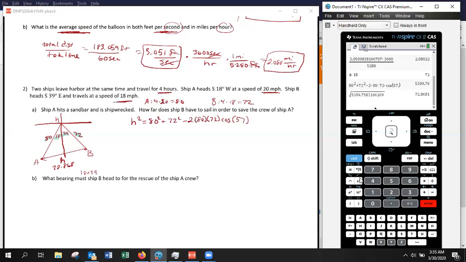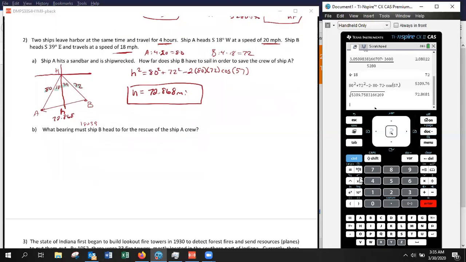Part B, what bearing? So let me actually write this out. So H, or the distance between these two ships, is 72.868, and that would be miles. All right, question B, what bearing must ship B head to for the rescue of the ship A crew?